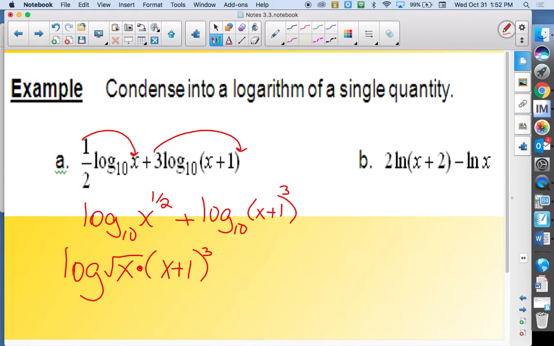So addition can be condensed together by multiplying the terms that were next to these separate logs. So you're pulling them together by multiplying those terms. So physically, you don't actually have to do the multiplication. We have a square root of x and then x plus 1 cubed.